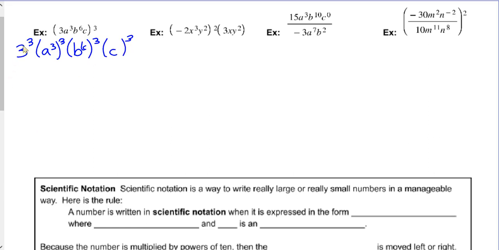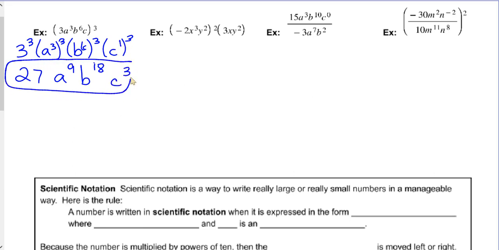So when I have 3 cubed, that's 3 times 3 times 3, which is 27. One base to 2 powers, I multiply: a to the 9th. One base to 2 powers, I multiply 6 and 3 to give me 18. And my invisible 1 multiplied with 3 gives me a c cubed. Again, if you are used to exponents and stuff, you can miss this middle step and go directly to here. Okay? Now, the next one, I am going to kind of do that as well to save us a little bit of time. But we're going to do the outside exponent first.